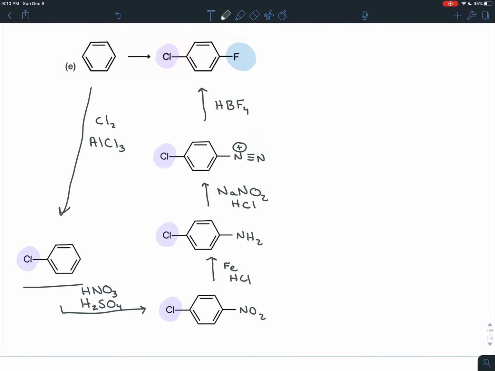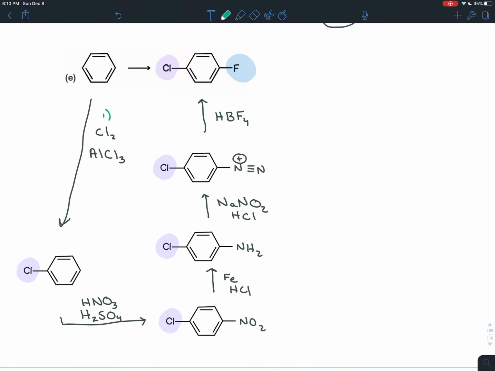So if you had the chlorine first, that sort of crowds out the ortho position. Then you do nitration. You put the NO2 on the para position, because chlorine is an ortho-para director. Then you reduce that to the primary amine, turn the primary amine into the diazonium ion, and replace the diazonium ion with a fluorine using HBF4.